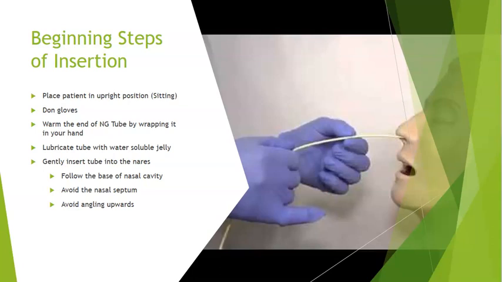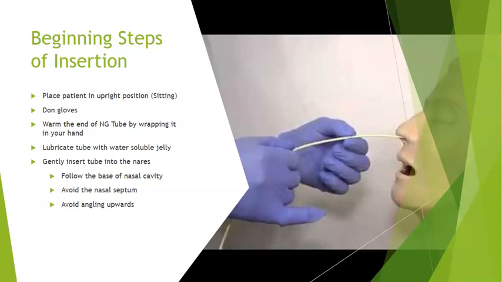I like to warm the end of the NG tube by placing the end in the palm of my hand and wrapping the tube around my hand at least once or twice and hold on to it while I finish setting up everything, getting the lubrication out and making sure my tape is torn and ready to go. This helps warm the tube up and in my opinion makes it a little bit more comfortable and easier for insertion. You're going to lube up that tube with that water-soluble jelly.